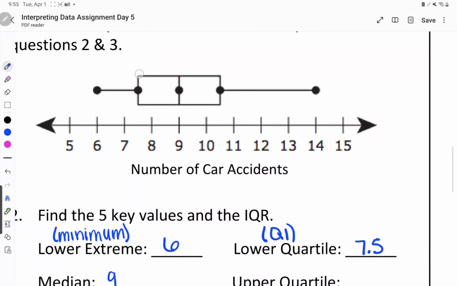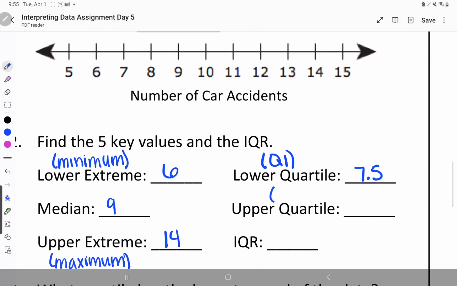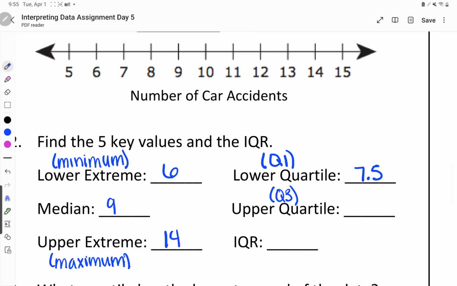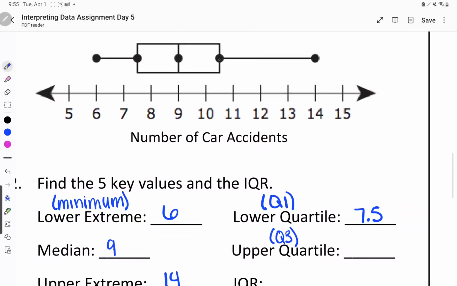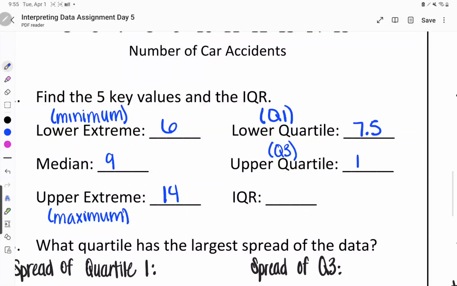The upper quartile is another word for quartile 3. And what is quartile 3 located at? Quartile 3 is located at 10.5. And then remember, your interquartile range is quartile 3 minus quartile 1. So what is your interquartile range? We would do 10.5 minus 7.5, and that would give me 3.